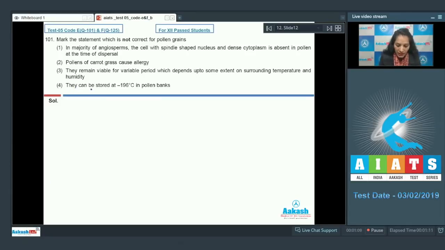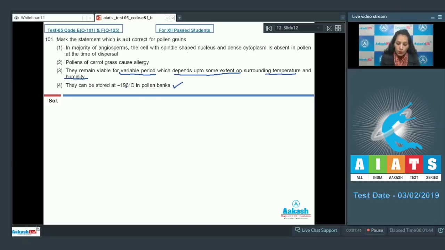Fourth statement, they can be stored at -196 degrees Celsius in pollen banks. Yes, pollen grains can be stored in liquid nitrogen at -196 degrees Celsius in pollen banks. This is called cryopreservation of pollen grains. So this is true. Third, they remain viable for variable period. Pollen grains remain viable for variable period, which depends up to some extent on temperature and the humidity.